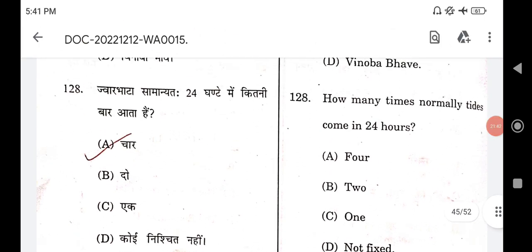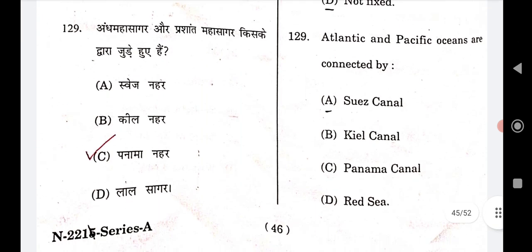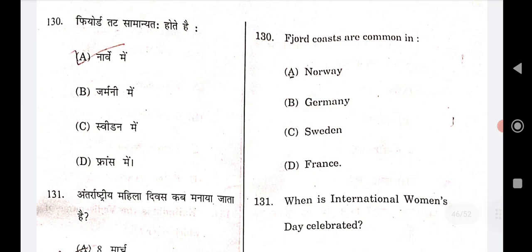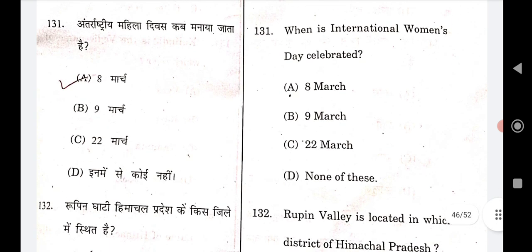Yes, so here in 128th question, the normal tides that occur are 4, that is A. Next question: Atlantic and Pacific Oceans are connected by, so Panama Canal is the correct option, option C. 130th question: fjord coasts are common in Norway. A is the correct option. When is International Women's Day celebrated? 8th March. A is the correct one.